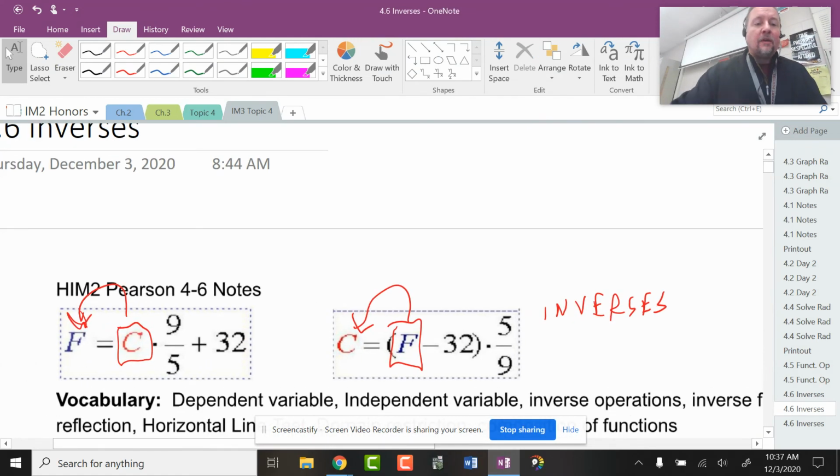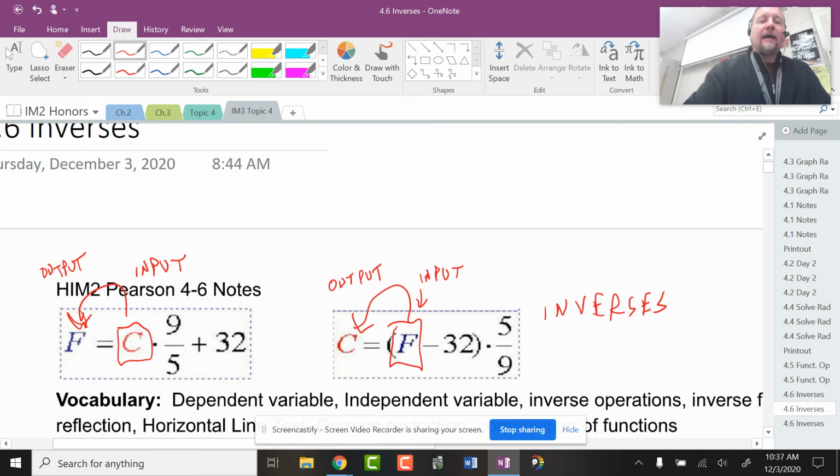But anyway, Celsius is the input, and then Fahrenheit is the output. I've been saying it all year, input, output. But in this equation, Fahrenheit is the input and Celsius is the output. And that's what you're going to find out an inverse is. Equations that are inverses, the inputs and outputs are switched, inverted.